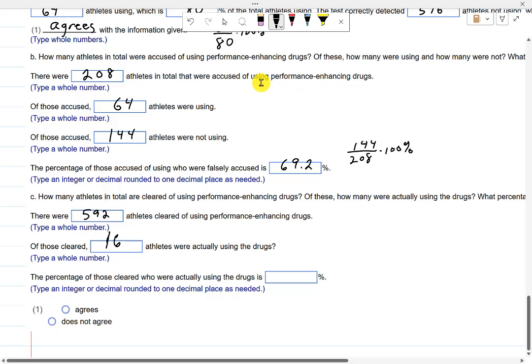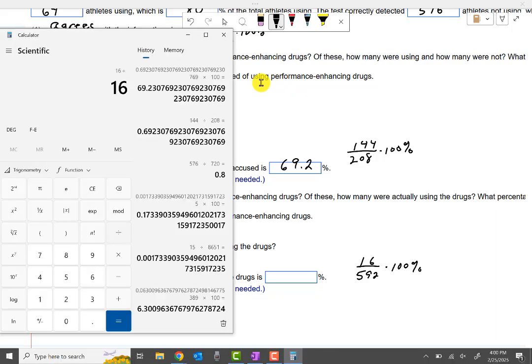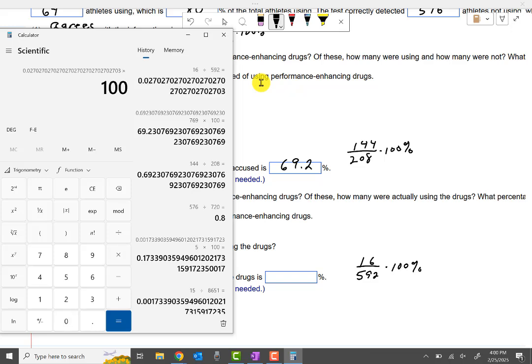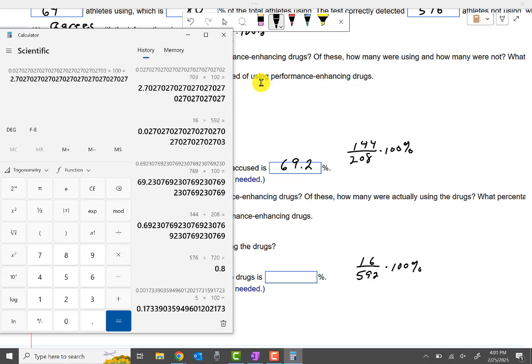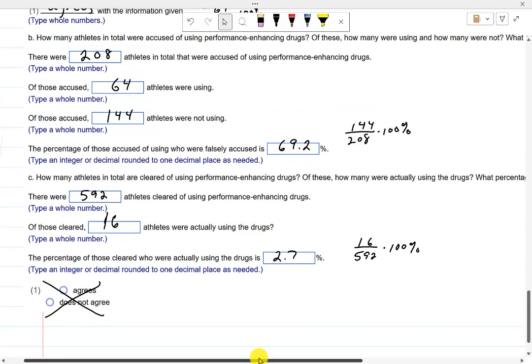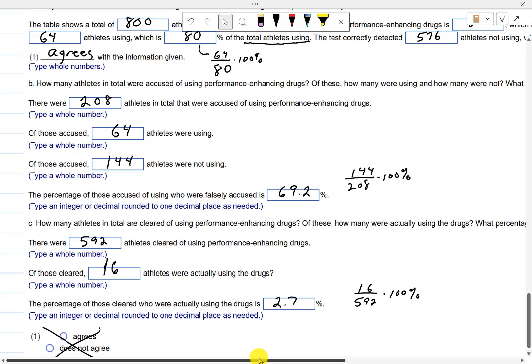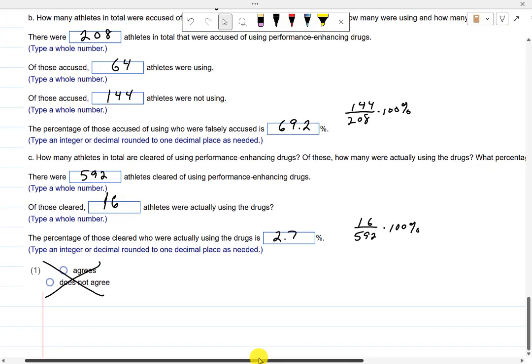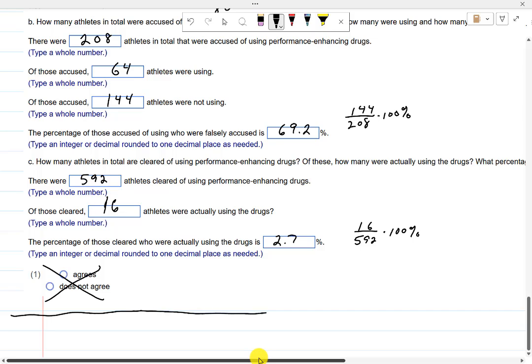The percentage of those cleared who are actually using drugs is, so we're going to have 16 over 592 times 100%. To one decimal place, I get 2.7%. This agrees and does not agree. That's not even part of this. That was question number 1. So somehow I copied question 1 twice. So we don't worry about that. We'll move on to the next problem.